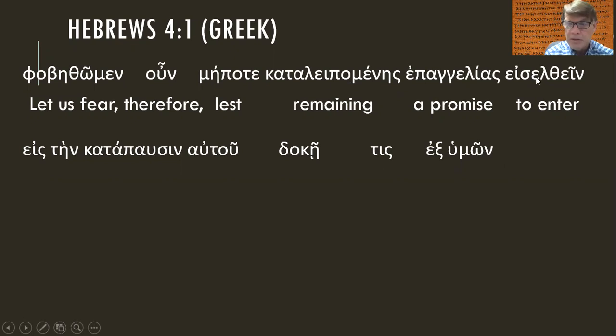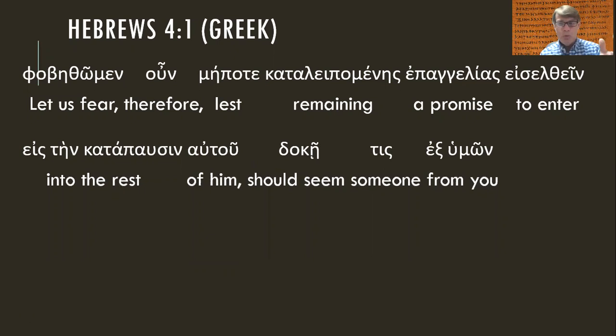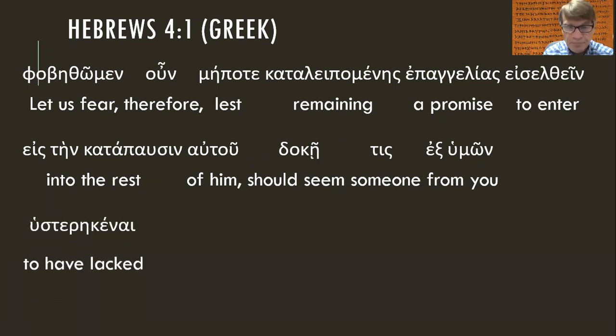Lest a promise remaining to enter into the rest of him. Not the rest, I found part of him, but where's the rest of him? Not that kind of rest. I gave a paper once on the rest of God, and someone thought, well, I found some of God, where's the rest of him? That's not what rest means here. Rest here means go to rest, go to that kind of a rest. So lest a promise remaining to enter into his peacefulness, into his rest, lest under that circumstance, someone should seem from you to have fallen short.